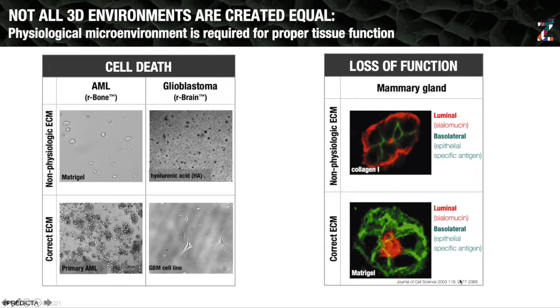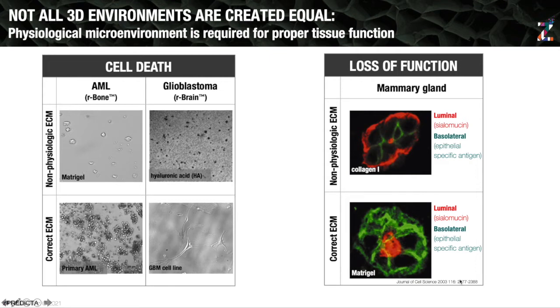Same thing was observed for glioblastoma when we took a glioblastoma cell line and put it on just pure hyaluronic acid, which is actually really abundant in the brain. Cells died. When we put it into our reconstructed brain microenvironment, these cells were thriving, and at least morphologically, they do look more like glioblastoma cells.